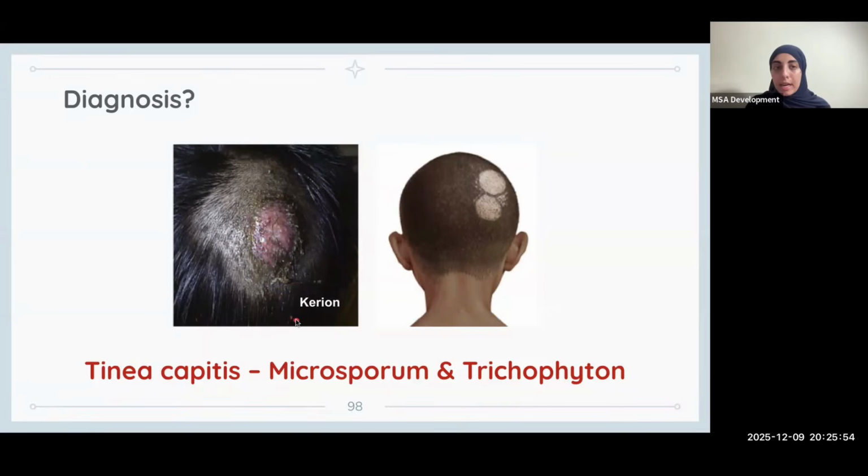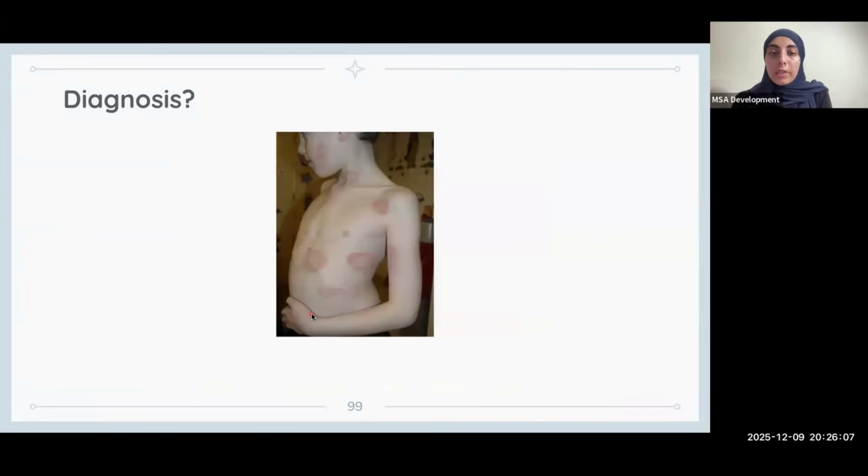Kerion is basically a severe form of Tinea capitis when you have a lot of inflammation and you see how red it is. So when you have tinea capitis that becomes pretty severe and inflamed, we call it a kerion, okay? Next, this is on the body.